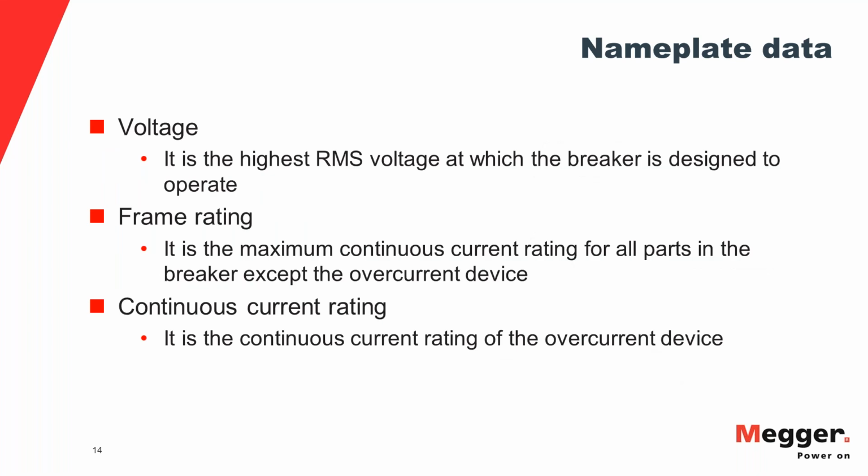You would see voltage. Voltage is the highest RMS voltage at which the breaker is designed to operate. And there is frame rating. Frame rating is the maximum continuous current rating for all parts in the breaker except the overcurrent device. The overcurrent device can be rated for a current much less than the frame size of a breaker. So you can have a breaker with a frame size of 1200 amps having an overcurrent device rated for 300 amps.